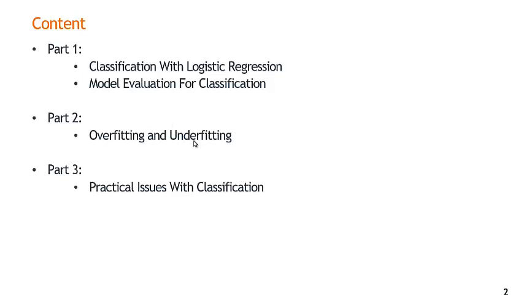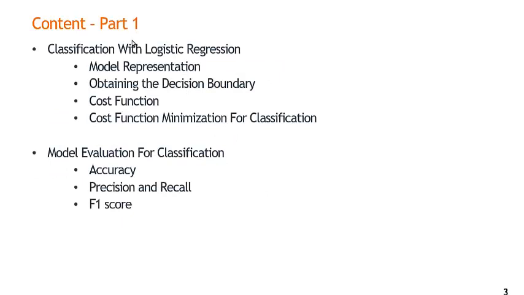These are general phenomena in machine learning that apply both to classification and prediction. So we show what the phenomenon is and how to deal with it. Part 3 is practical issues involving classification. If we break the first part down into more detail, looking at classification with logistic regression, first we come up with model representation. We have to explain where the logistic regression model comes from.